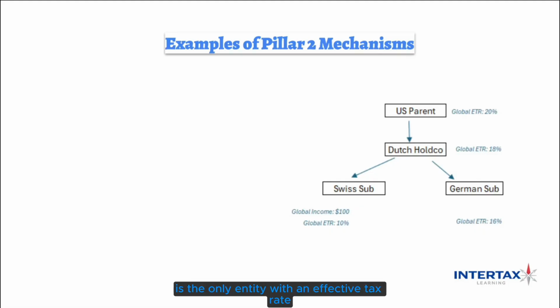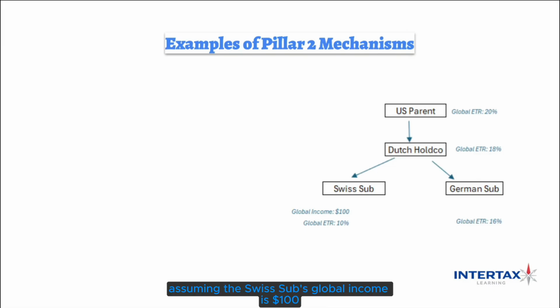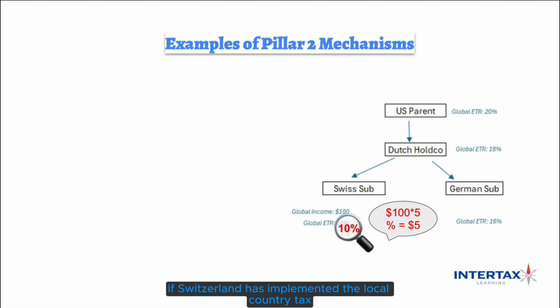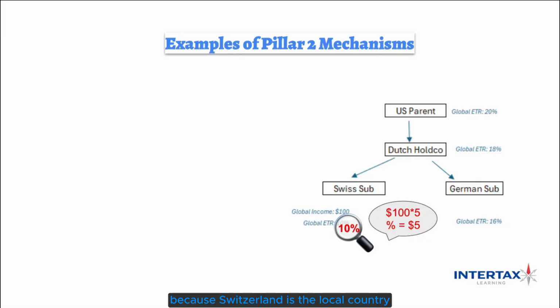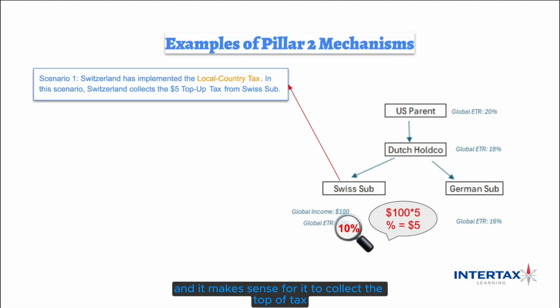Notice that the Swiss sub is the only entity with an effective tax rate lower than 15%, assuming the Swiss sub's global income is $100. Which country should get the top-up tax of $5? The default answer is that Switzerland should collect the $5 from the Swiss sub if Switzerland has implemented the local country tax, because Switzerland is the local country and it makes sense for it to collect the top-up tax.